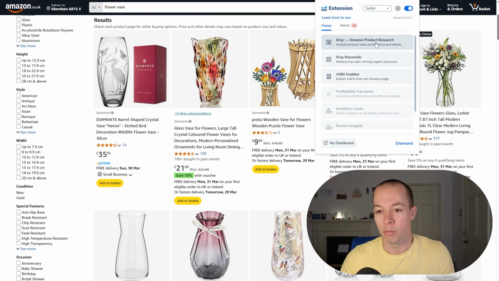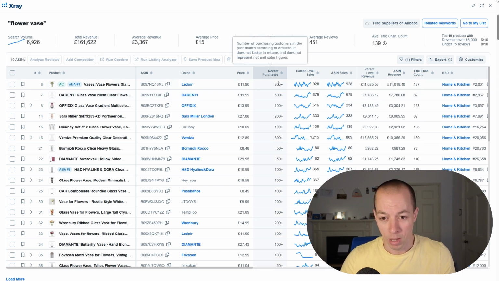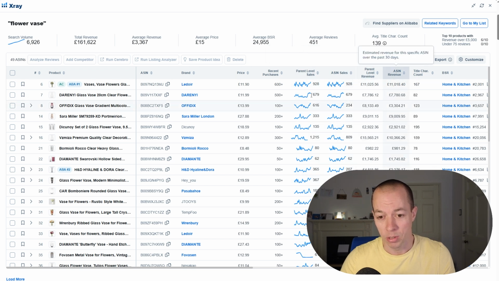So I'm going to bring up X-Ray from Helium 10. And I think X-Ray, to be fair, although I recommend it as probably the best analysis tool for Amazon, sometimes having too much data can be confusing, especially for new Amazon sellers. So you've got recent purchases, parent level sales, ASIN sales, parent level revenue, ASIN revenue. So a new seller looking at this, which one do you go by?